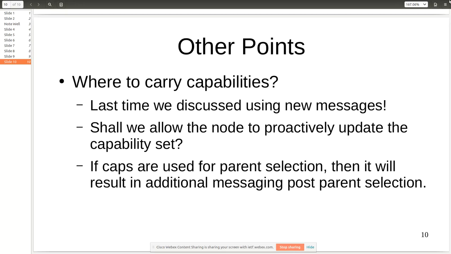Wait, Rabi. Yeah, sorry. Okay. Yes, if we make the parent selection based on capabilities, I've not seen that yet. But do you have an example? One thing can be, for example, the routing table size that we are trying to send through capabilities. If the size is too small, then there is no point in using that parent as a preferred parent. So it's better to not consider that parent as a preferred parent, or not even keep him in the parent set as far as possible, if it is below a particular threshold. There could be examples.